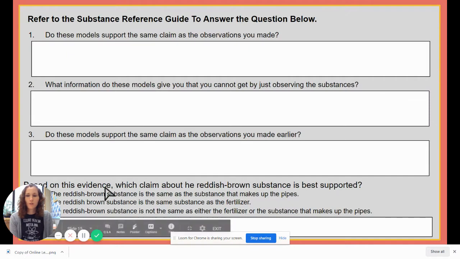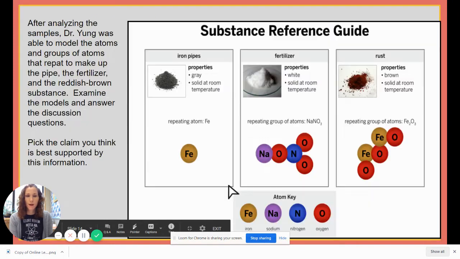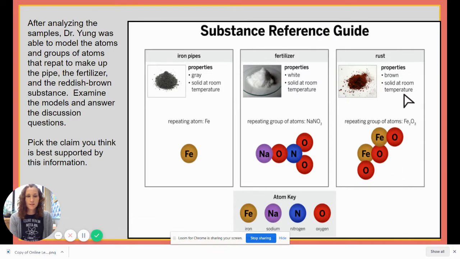So when I look at, based on the evidence, which claim about the reddish brown substance is best supported, and I apologize for all the typos, we were kind of rushing to make this notebook at the beginning of the year. Which claim is the best? It should have been claim 3. So you should have written your paragraphs about claim 3, that the reddish brown substance is not the same as either the fertilizer or the substance that makes up the pipe. It's a whole new substance, all right?